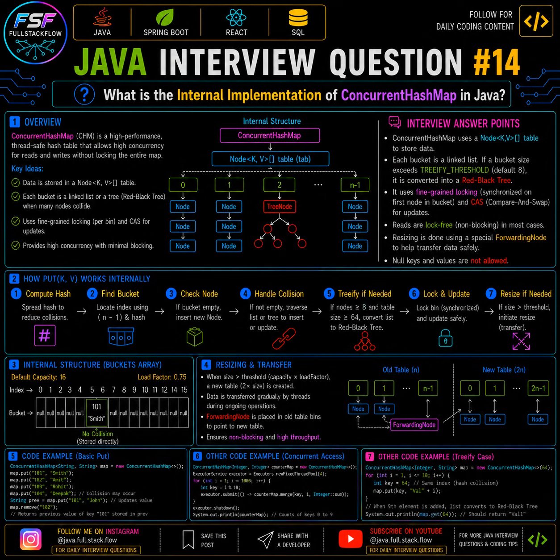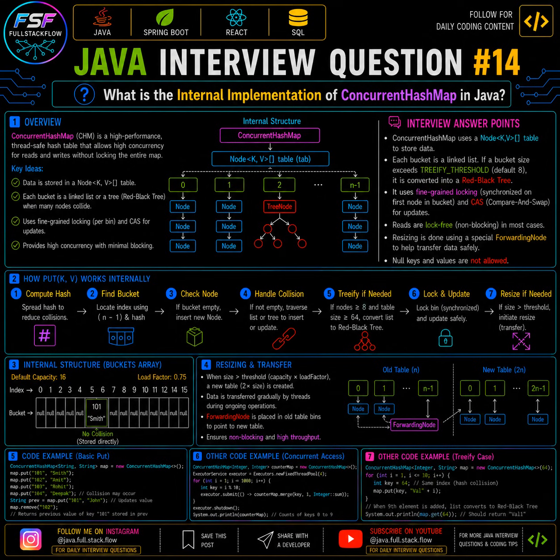to improve search performance. The third key idea is ConcurrentHashMap uses fine-grained locking along with CAS, compare and swap. Instead of locking the entire map like Hashtable, it locks only the required bucket. It allows multiple threads to work on different buckets simultaneously. The fourth key idea is because of bucket level locking and CAS, ConcurrentHashMap provides high concurrency with minimal blocking. That means multiple threads can access the map at the same time with excellent performance.